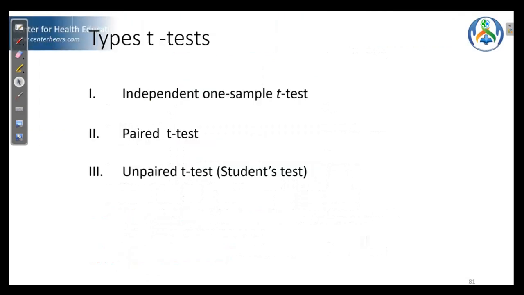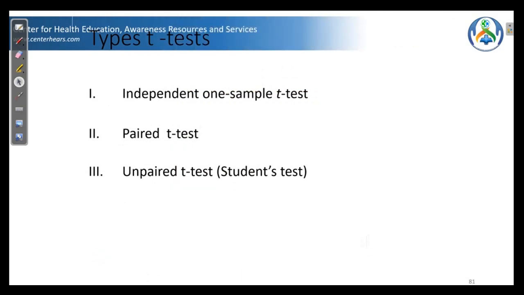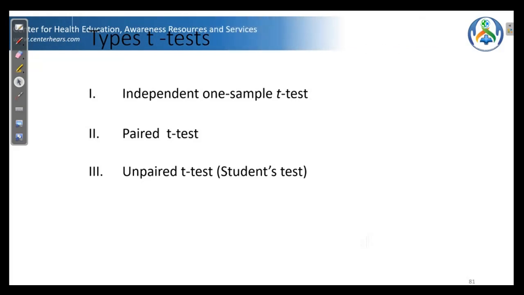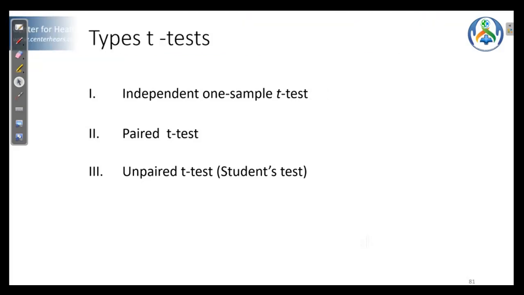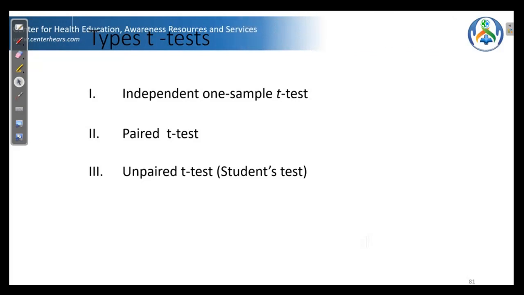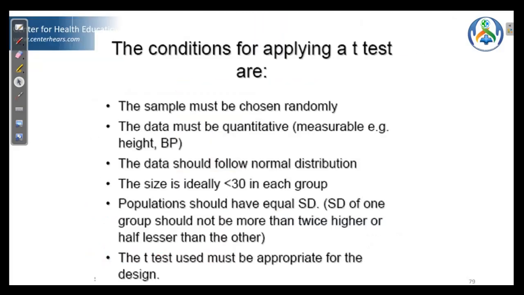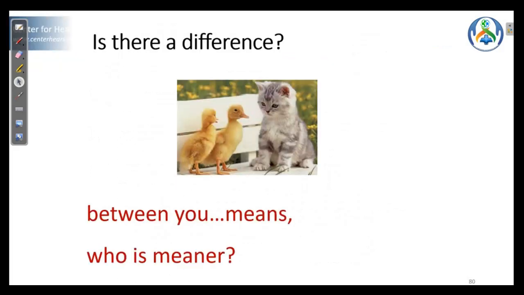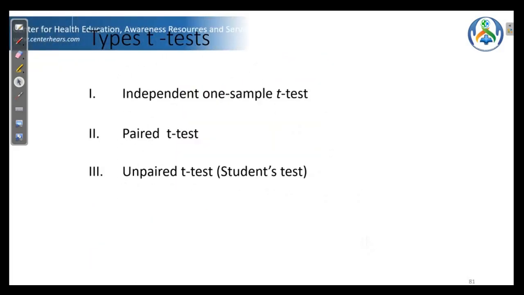There are three types of t-tests: independent one sample t-test, paired t-test, and unpaired t-test, which is actually called the student t-test. This was given by the person whose pen name was student, that's why it came as the student t-test. So when we say student t-test, actually we mean the unpaired t-test.